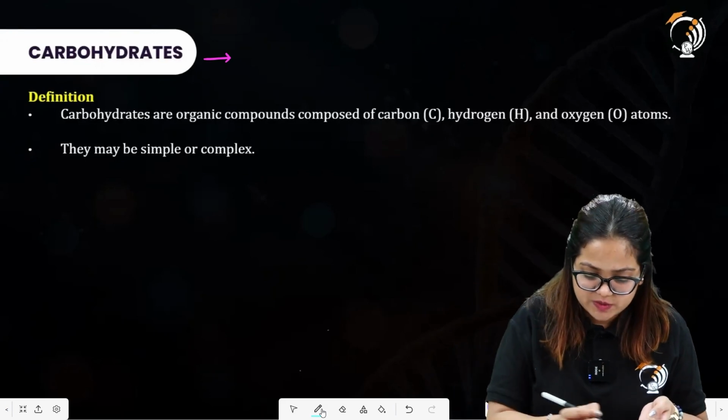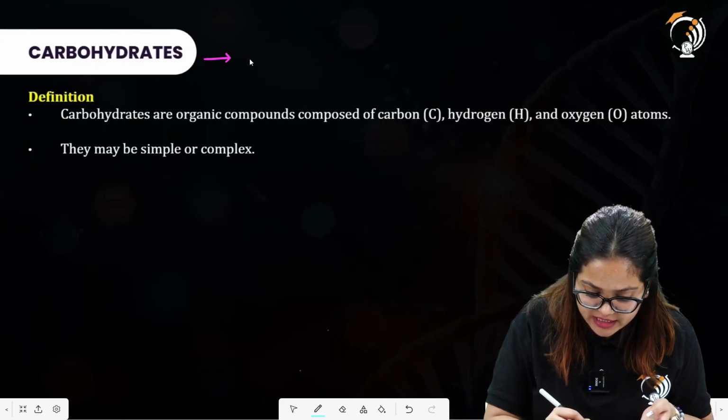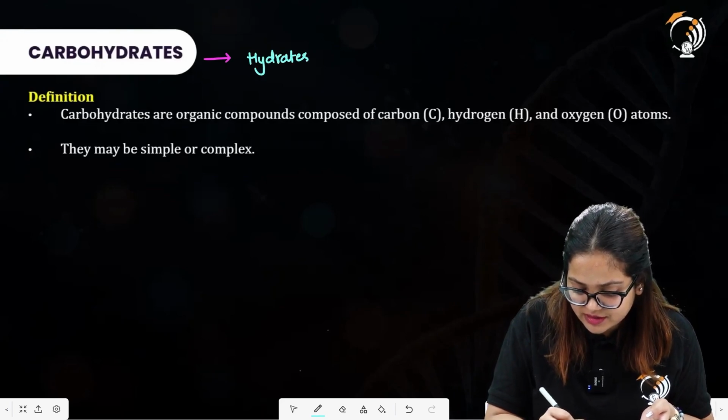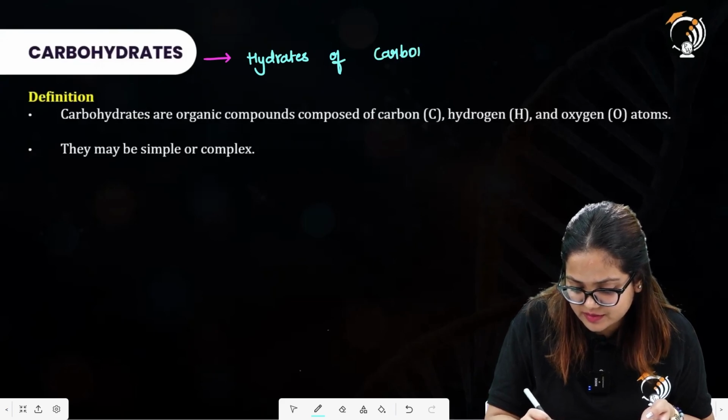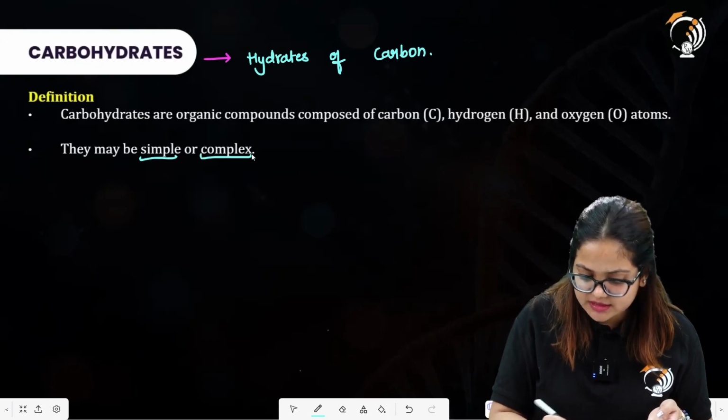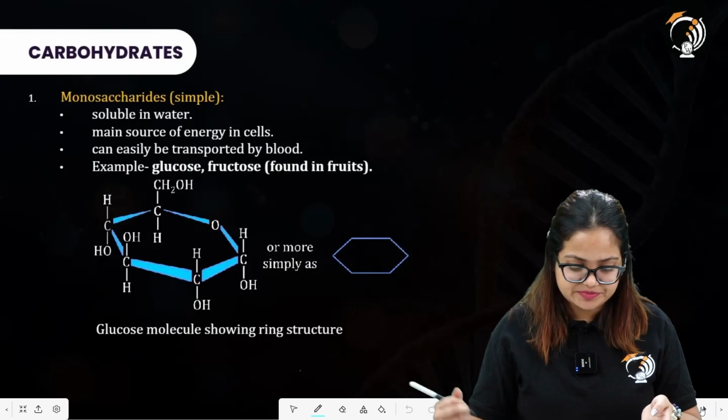All right. So I'm writing over here that these are hydrates of carbon. They may be simple, they may be complex. This is about the carbohydrates.